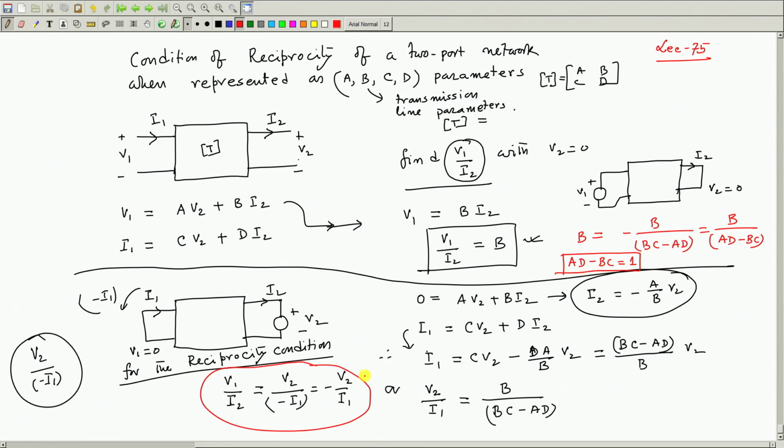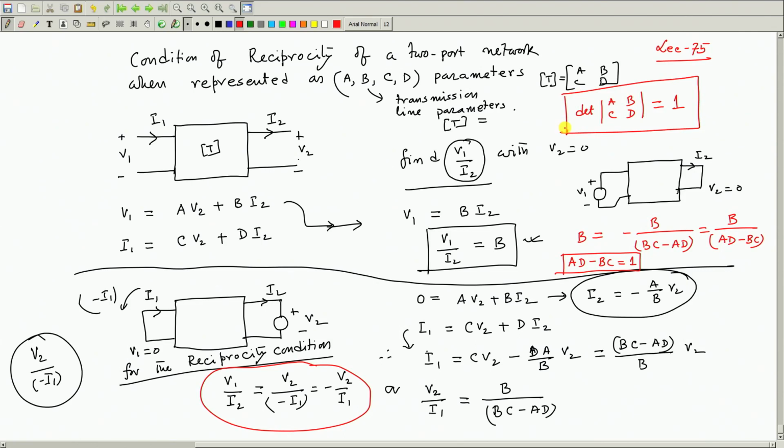Therefore, if a two port network is represented in terms of ABCD parameters, B and C alone do not decide whether the off diagonal elements are the same or not; the condition is totally different. It says that the determinant of this matrix ABCD must be equal to 1, that is the condition.